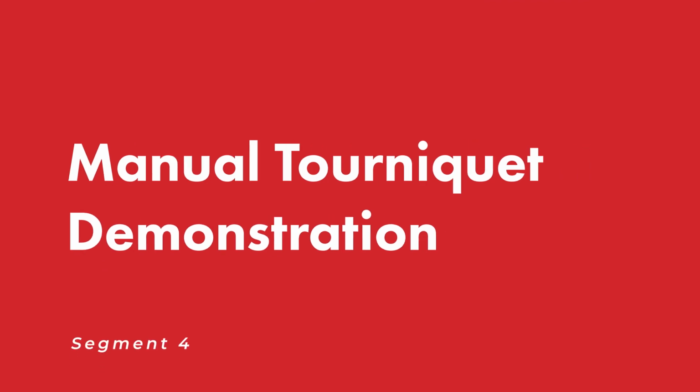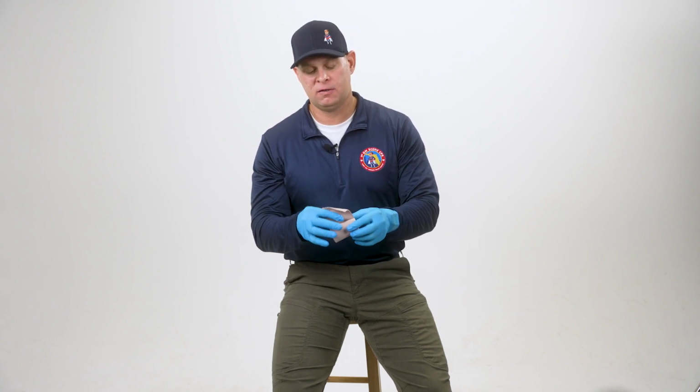Manual tourniquet demonstration. You will need a piece of material that is long enough to wrap a limb multiple times, is somewhat pliable, and a few inches in width. An elastic bandage from your home first aid kit is ideal.